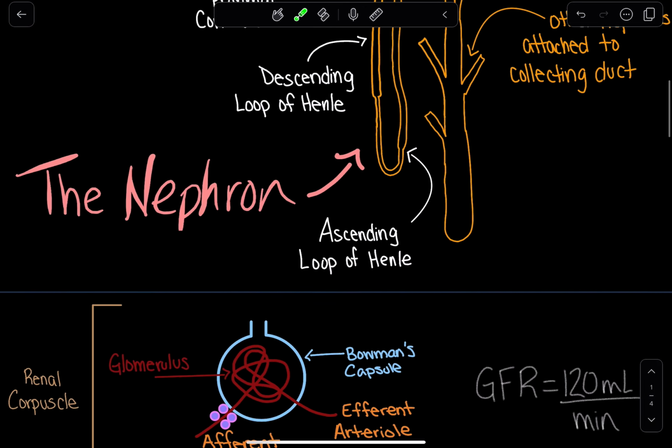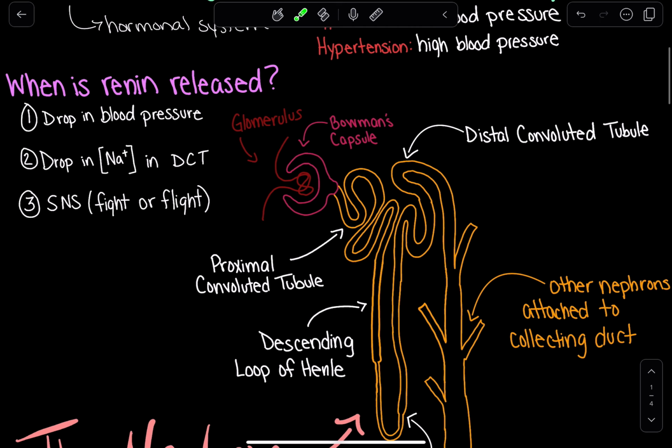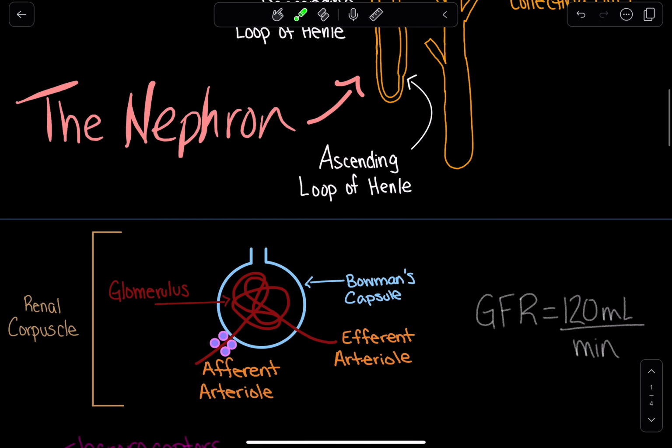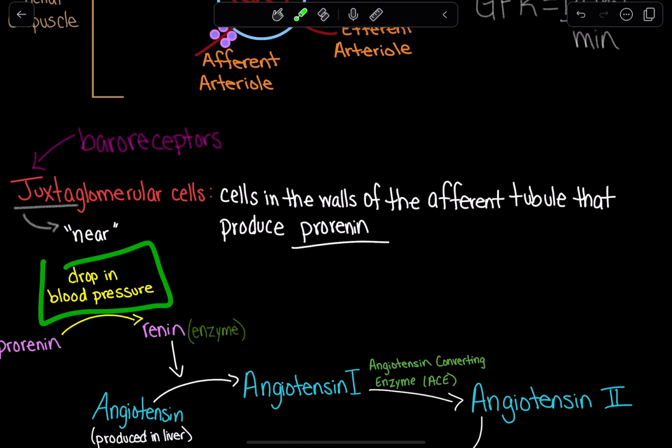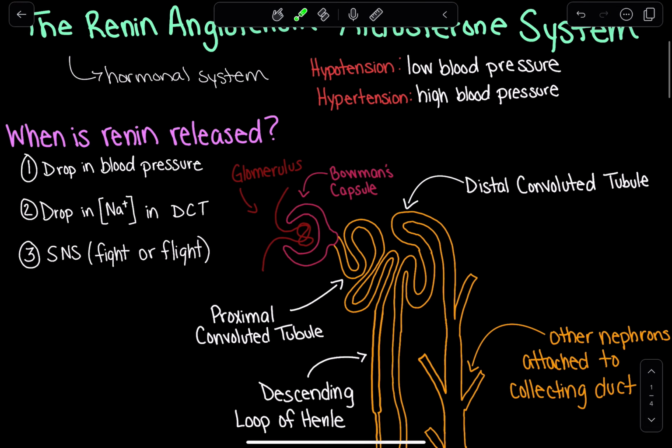But to quickly go back over here, I mentioned, so when is renin released? Well, the essential question we are asking is, when is prorenin going to be converted into renin? When there is a drop in blood pressure. So renin will be released when there is a drop in blood pressure, when there is a drop in sodium.